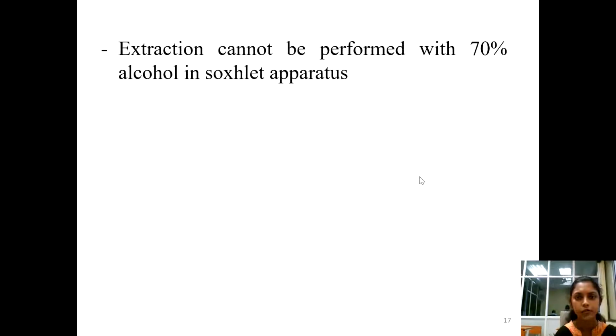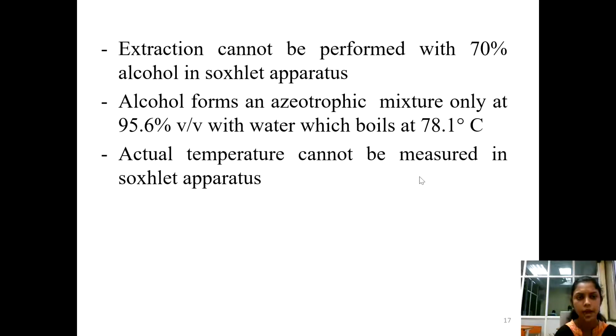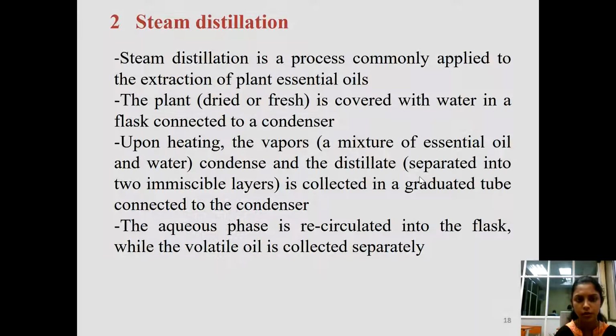Extraction cannot be performed with 70% alcohol in a Soxhlet apparatus. Alcohol forms an azeotropic mixture only at 95.6% volume with water, which boils at 78.1 degrees centigrade. Actual temperature cannot be measured in a Soxhlet apparatus. The solution boils at a much higher temperature than the pure solvent.